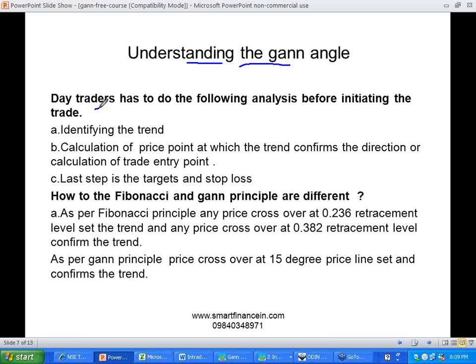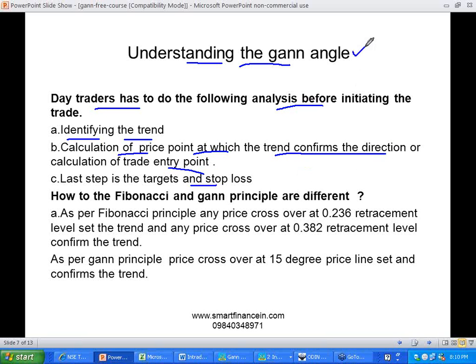As a day trader, you have to do the following analysis before initiating the trade. You have to identify the trend. These are the things you need to do if you are a scientific trader. If you are not a scientific trader, then these steps are not mandatory. However, those who are following any specific principle, whether it is the Gann principle or any technical principle, need to identify the trend. Then they calculate the price point at which the trend confirmation comes. Then the trade entry point, target and stop loss is the next step.